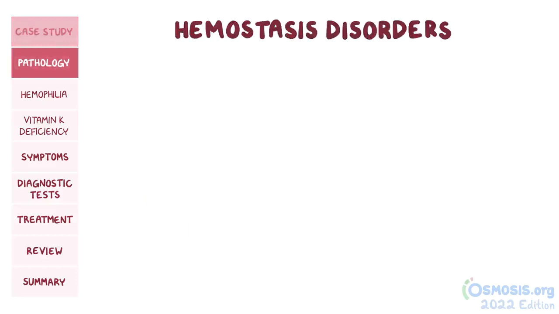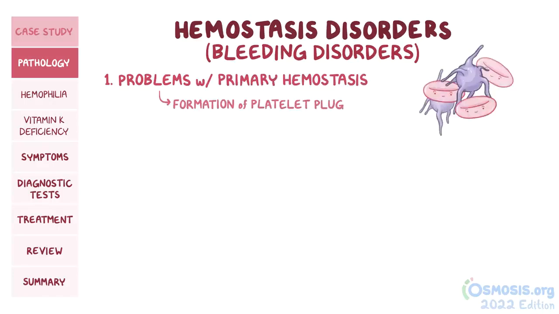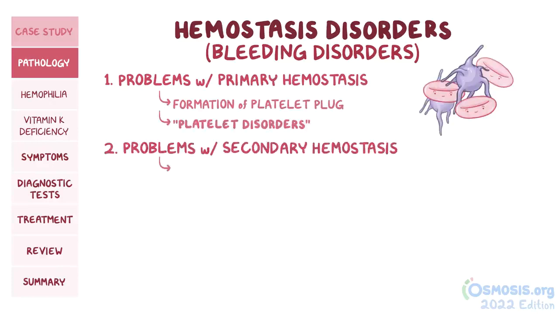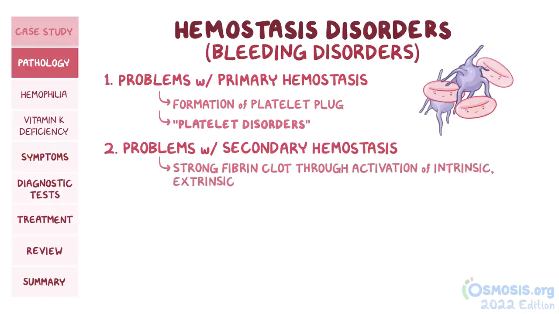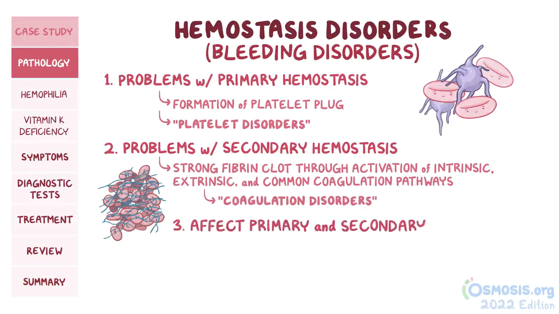Hemostasis disorders, also known as bleeding disorders, can be broadly divided into 3 groups. The first includes problems with primary hemostasis, which is formation of the platelet plug, so they are also called platelet disorders. The second group includes problems with secondary hemostasis, which is making a strong fibrin clot through activation of the intrinsic, extrinsic, and common coagulation pathways, and so they're known as coagulation disorders. And the last group includes disorders that affect both primary and secondary hemostasis and are known as mixed platelet and coagulation disorders.